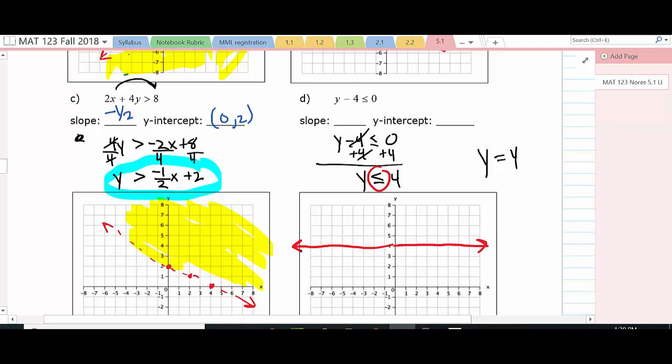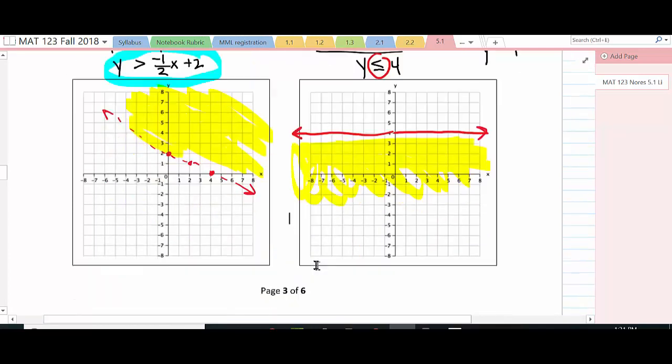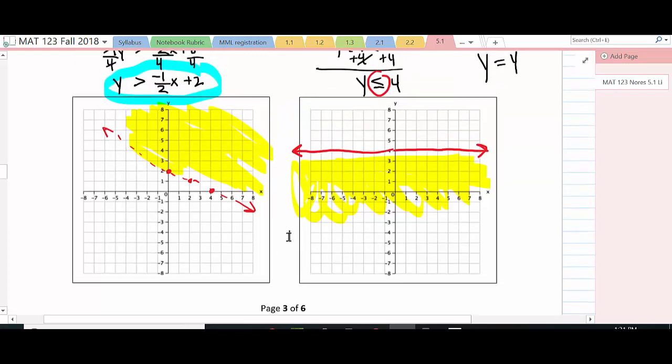What is the slope of that line? 0. Does it have a y-intercept? Does it cross the y-axis? Yeah, it crosses at 4, so that would be 0, 4. And then how do you think you shade this one? Below, good, okay? So you just shade below like that. See, sometimes you can have vertical and horizontal lines, so it just means below on this one, same thing, okay?